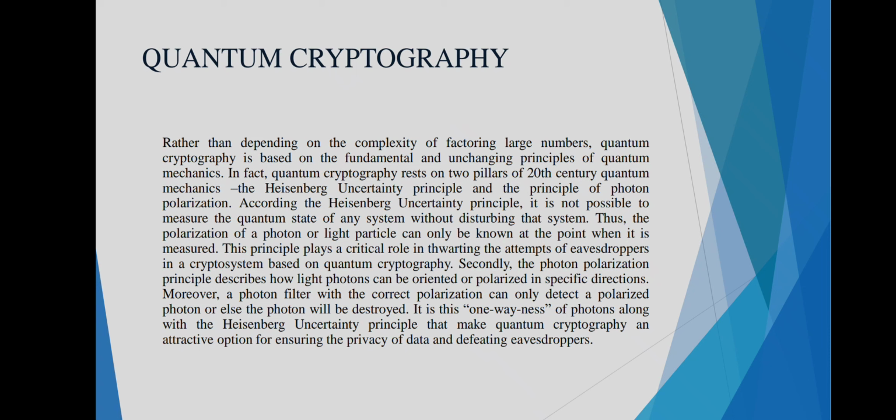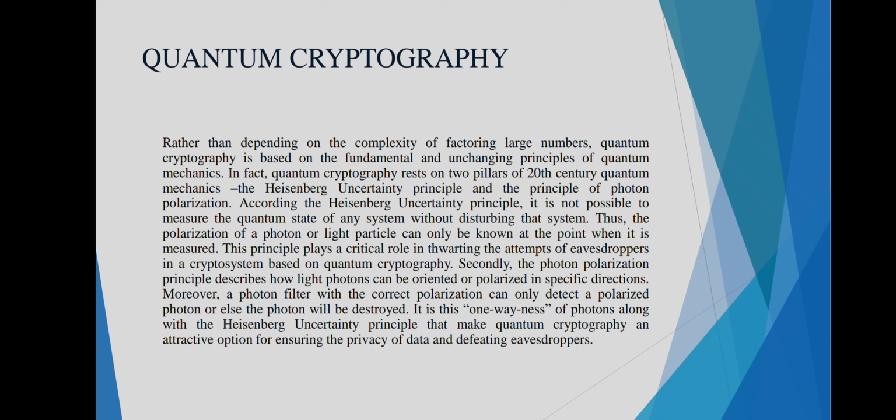Next, we can go into detail about quantum cryptography. Rather than depending on the complexity of factoring large numbers, quantum cryptography is based on the fundamental and unchanging principles of quantum mechanics. We have discussed that traditional cryptography involves factoring large numbers and mathematical problems, but quantum cryptography is based on quantum mechanics. In fact, quantum cryptography rests on two pillars of 20th century quantum mechanics, the Heisenberg uncertainty principle and the principle of photon polarization.